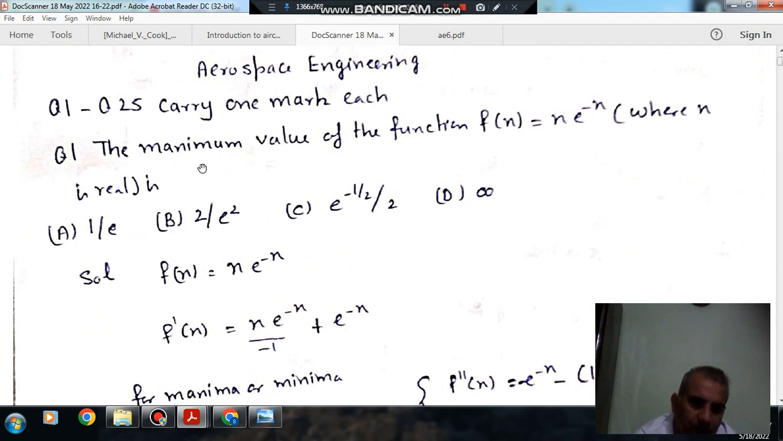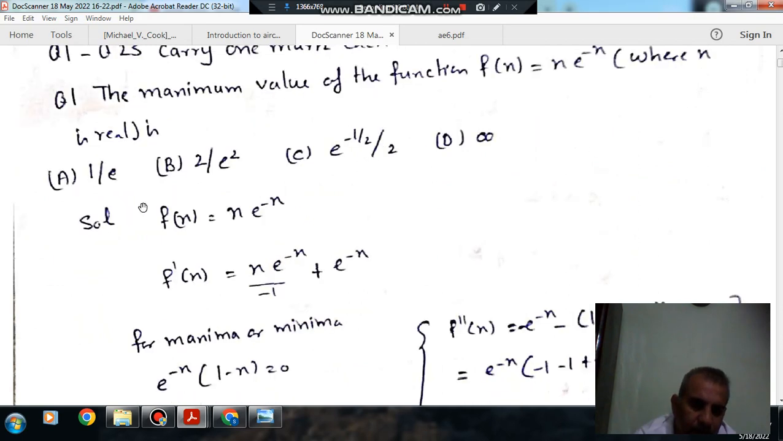Question number 1, the maximum value of the function f(x) = x e^(-x), where x is real, is: option A, 1/e; option B, 2/e²; option C, (e-1)/2; option D, infinity.